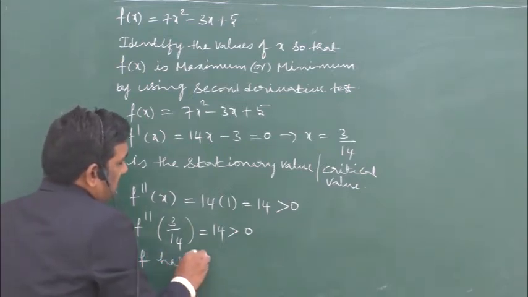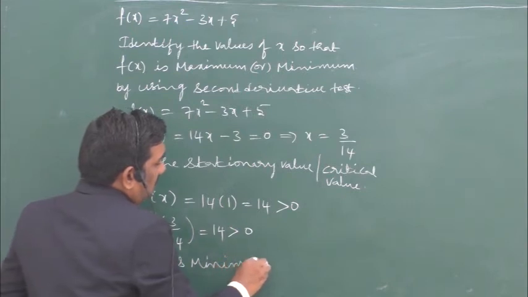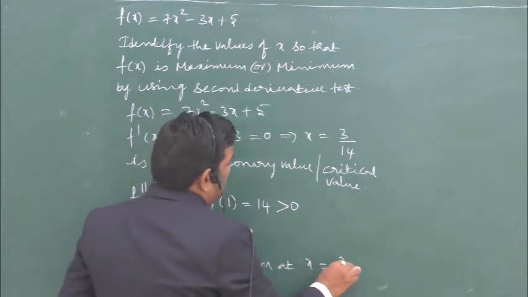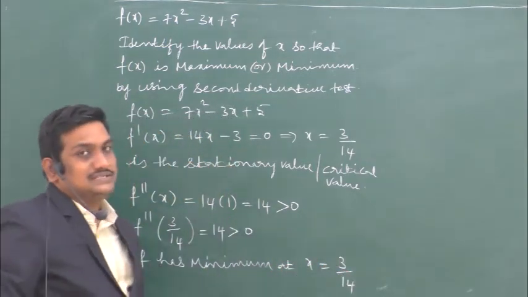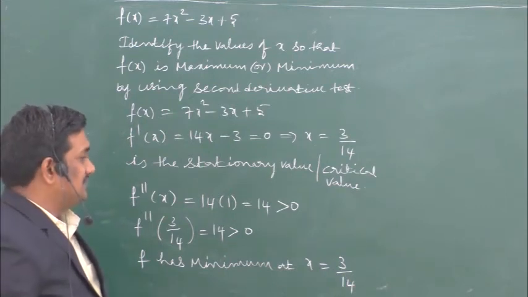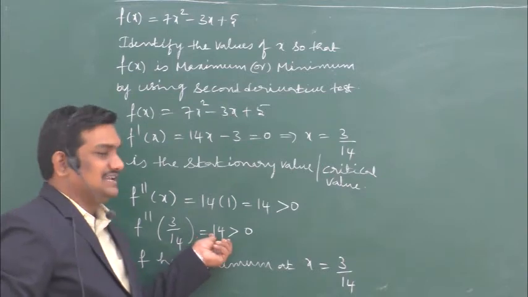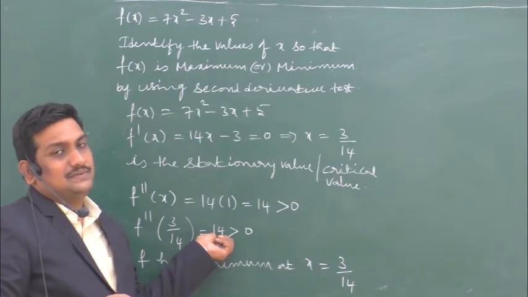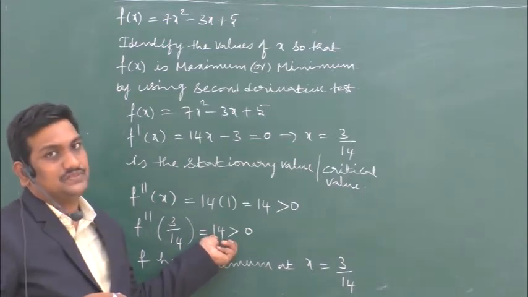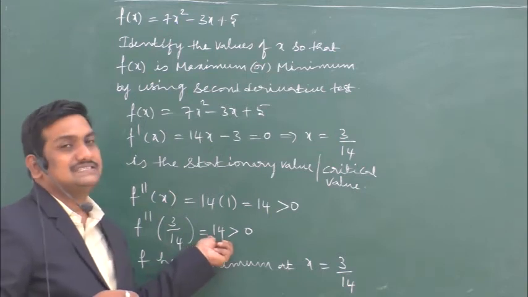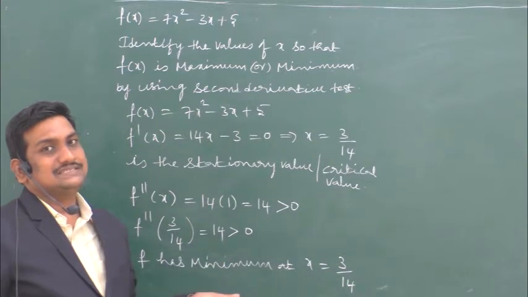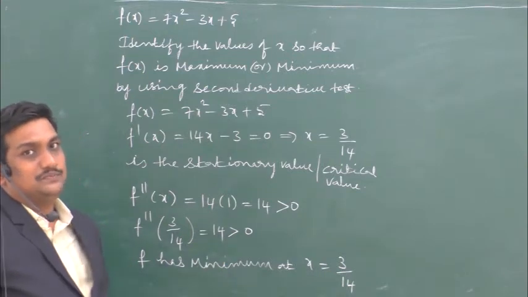So f has a minimum at x equals 3 by 14. At 3 by 14, this particular function has a minimum value. For no x can this quantity be negative, so the second derivative cannot be negative, which implies that this function has no maximum.